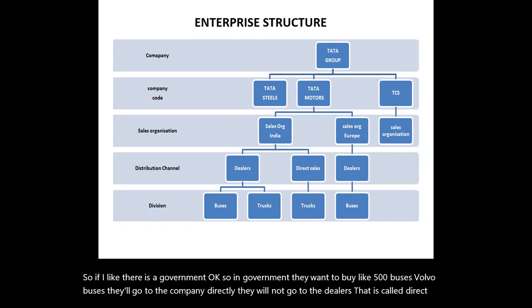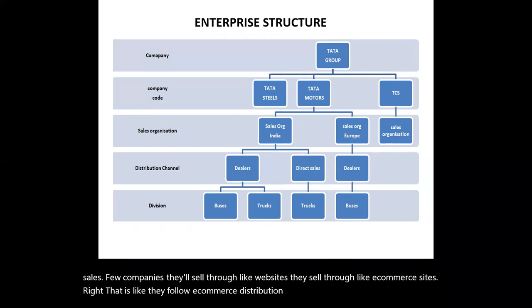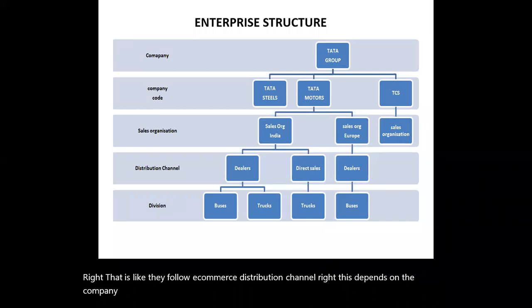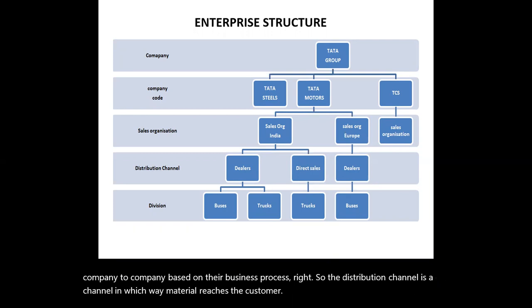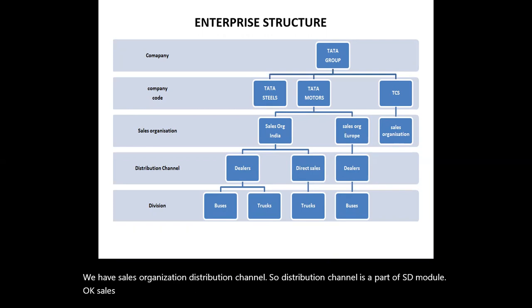Few companies sell through websites, through e-commerce sites. They follow e-commerce as a distribution channel. This depends on the company, based on the business process. So a distribution channel is a channel through which material reaches the customer. We have sales organization and distribution channel. Distribution channel is a part of the SD module. Sales organization is the highest organization unit in the SD module, but distribution channel is a part of the sales and distribution model.